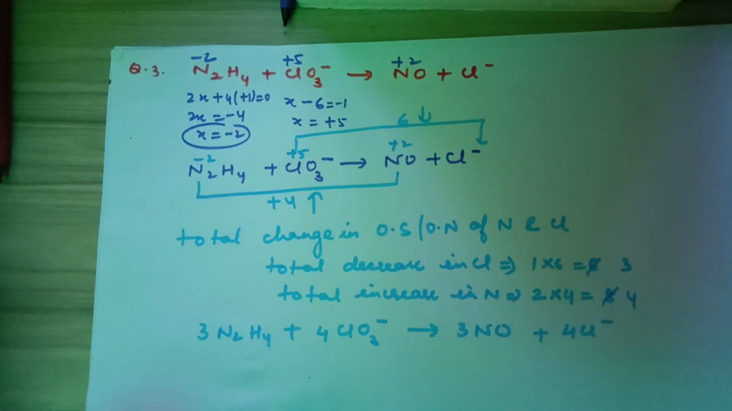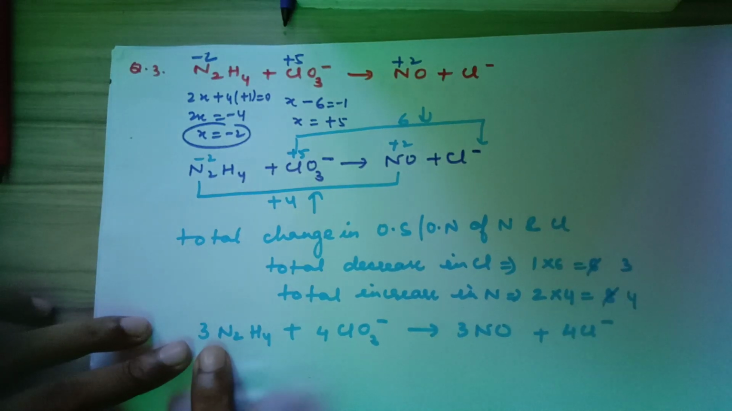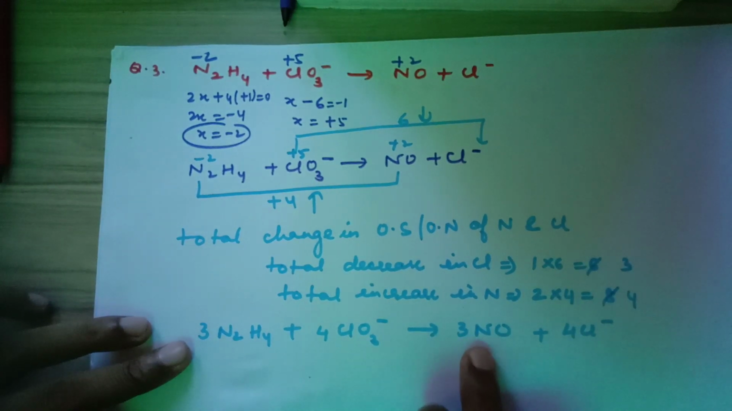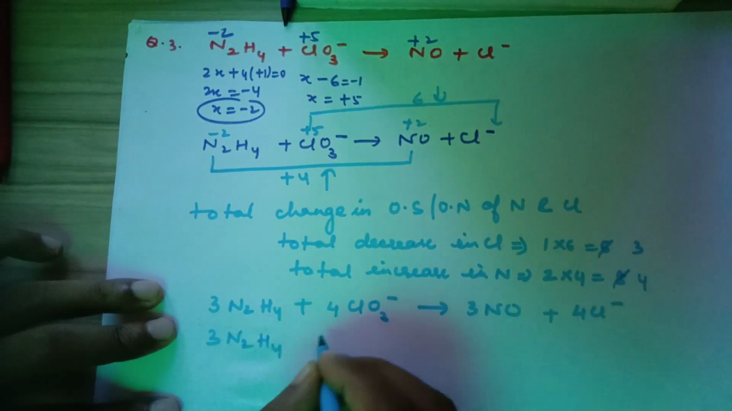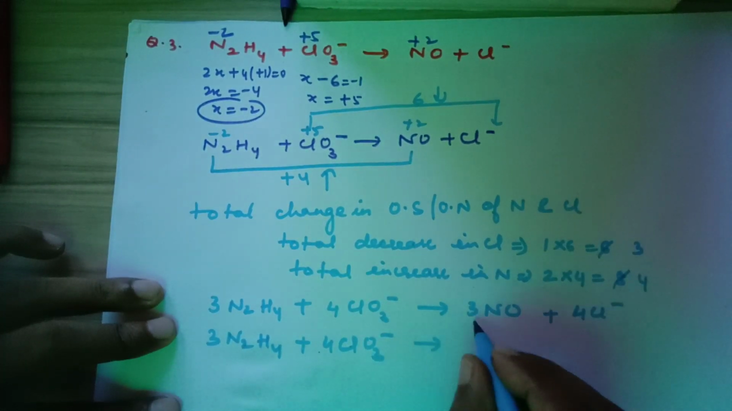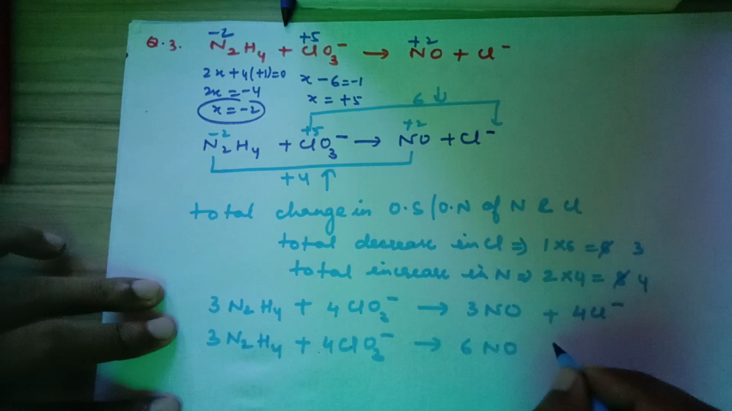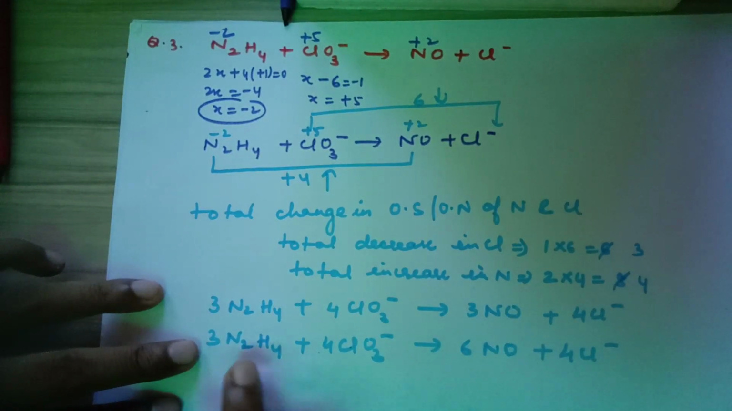Now check whether the given central atom is balanced or not. Here nitrogen is 6, but the number of nitrogen on the right hand side is 3, so we have to balance it by multiplying with 2. So it will be 3 N2H4, 4 ClO3 minus, it will be multiplied by 2 directly, it will be 6 NO, that will be 4 Cl minus. Yes, 6 nitrogen is there, 6 nitrogen on the right hand side, 4 chlorine on the left hand side, and 4 chlorine on the right hand side.